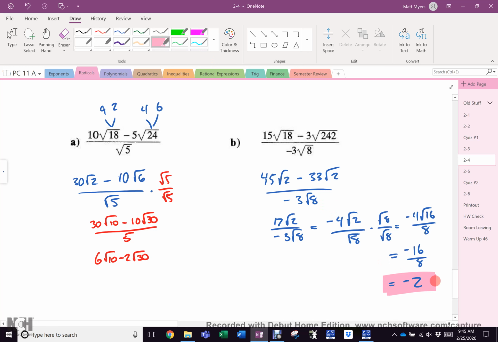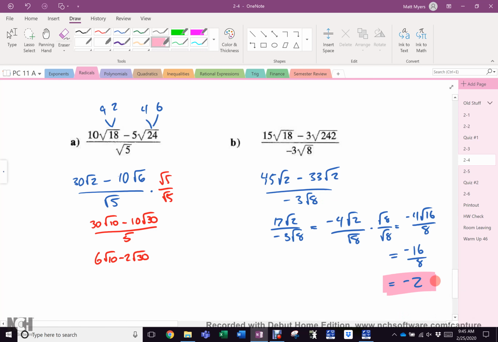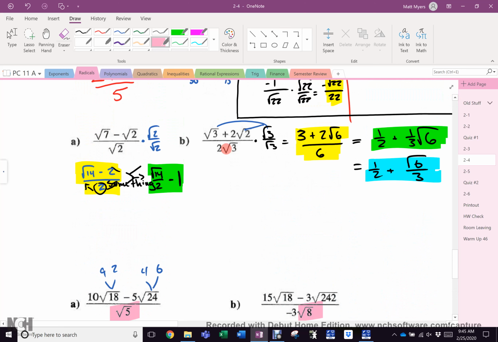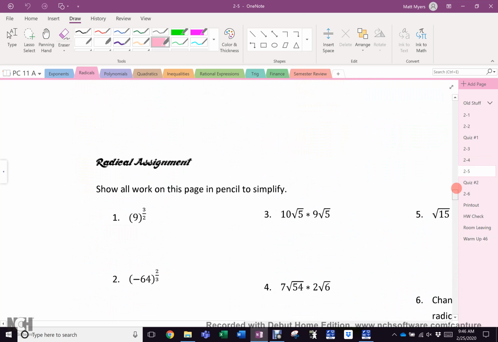Can everybody rationalize a denominator? A monomial denominator. Everyone is good? Remember, when it's a monomial denominator, the only thing we care about is the radical. That's all we have to deal with, right? We don't have to deal with the coefficient. Everybody good? Okay. Let's turn the page over to binomial denominators.